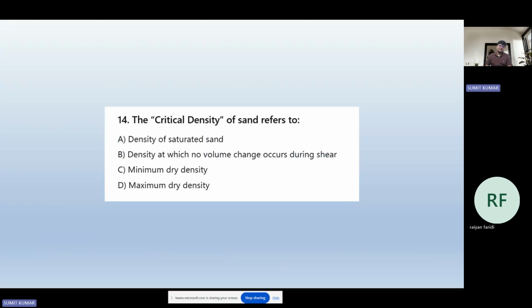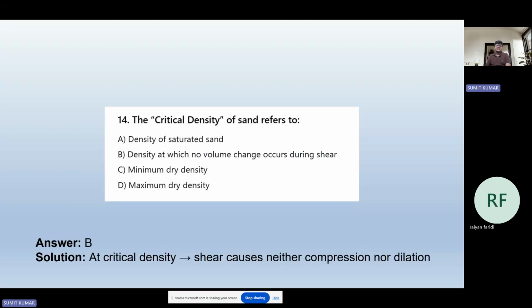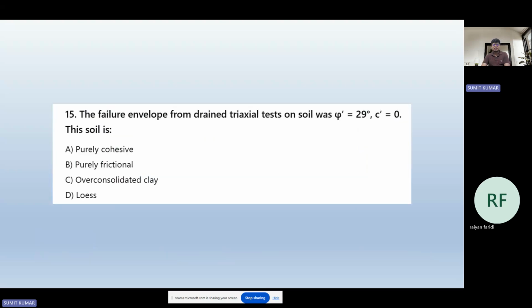Next question says, the critical density of the sand refers to the density of the saturated sand at which no volume change occurs during shear, the minimum dry density, or the maximum dry density. So option B is the correct answer: at the critical density, shear causes neither compression nor dilation.